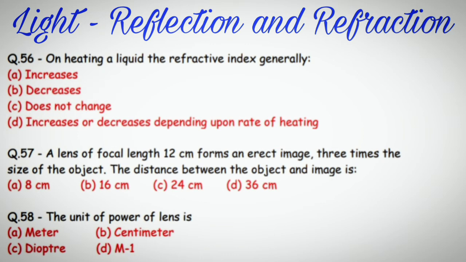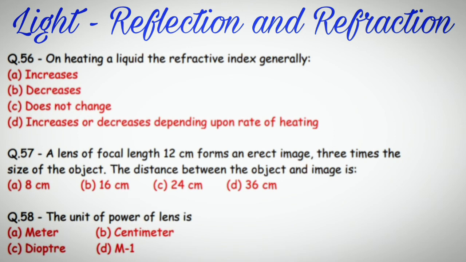Next question comes here. A lens of focal length 12 cm forms an erect image 3 times the size of the object. The distance between the object and image is option A 8 cm, option B 16 cm, option C 24 cm, option D 36 cm. And the correct answer is 16 cm.